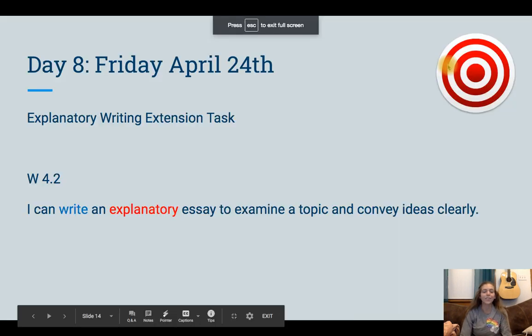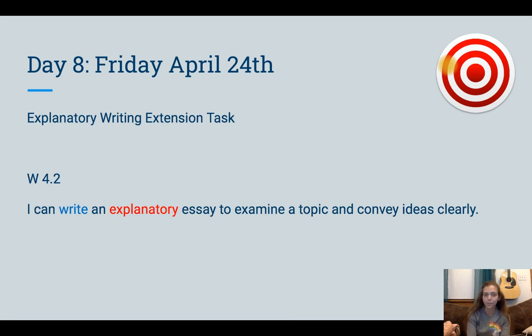Okay, so we're on day 8, Friday, April 24th, and we're not going to read a chapter today. We're going to do an explanatory writing extension task. So we still have an objective, but our letters are different. Why is there a W there instead of an RI, which we've been seeing all this week and all last week? What does the W stand for?